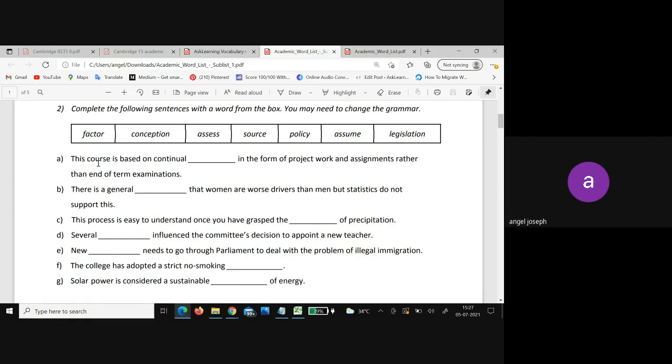Okay, this course is based on continual assessment. How is this course conducted? It is based on continual assessment.